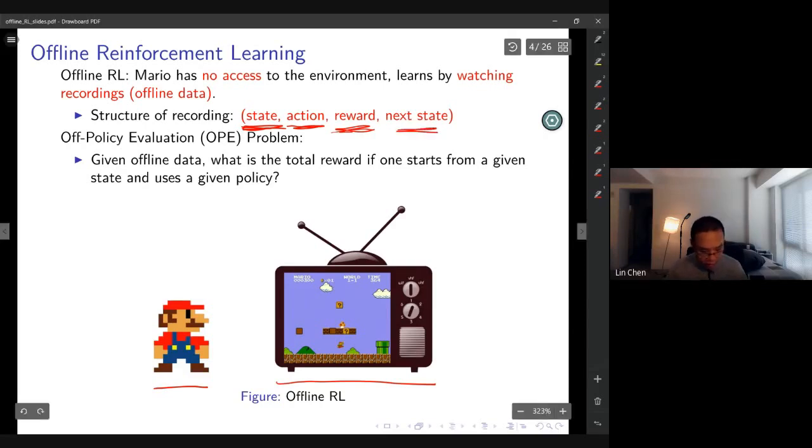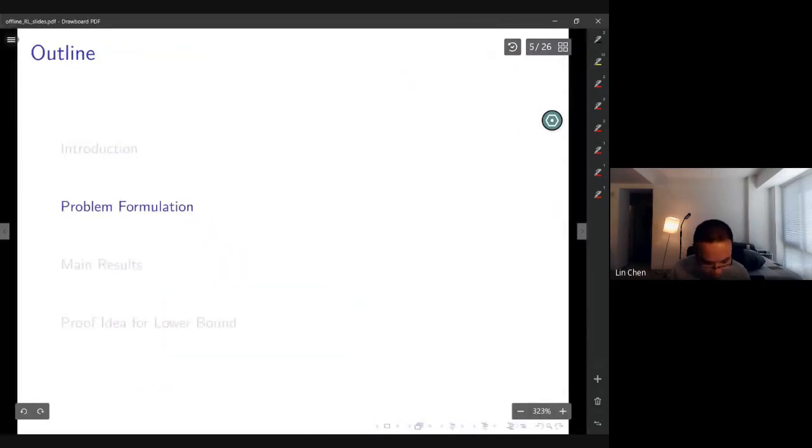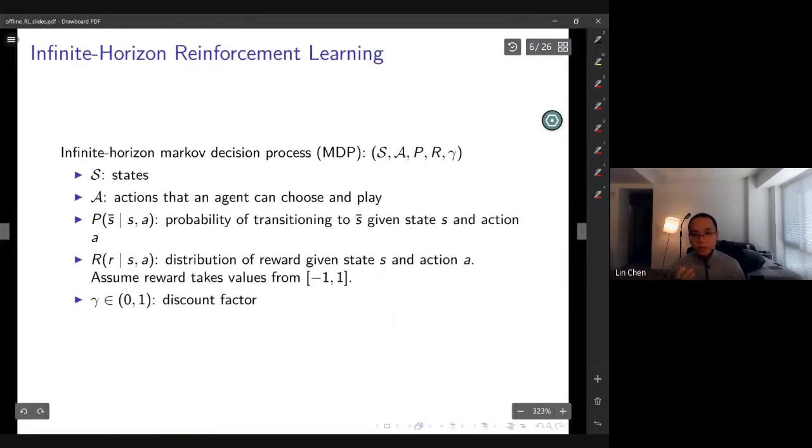In this paper, we study the off-policy evaluation problem. The problem is: given offline data, what's the total reward if one starts from a given state and uses a given policy? This is the off-policy evaluation problem that we will study in this paper. Okay, problem formulation. If you have any questions about my previous slide or anything, just pause me and ask questions. Okay, let's move on to the problem formulation.